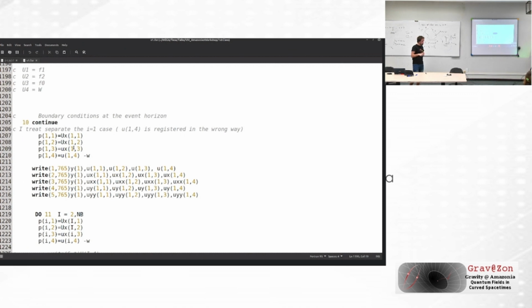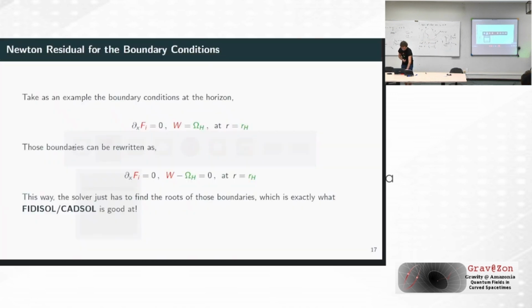So the way that Fortran, or in this case the solver, uses or imposes the boundary conditions is similar to the equations. Basically, it's trying to find the zeros of those equations.